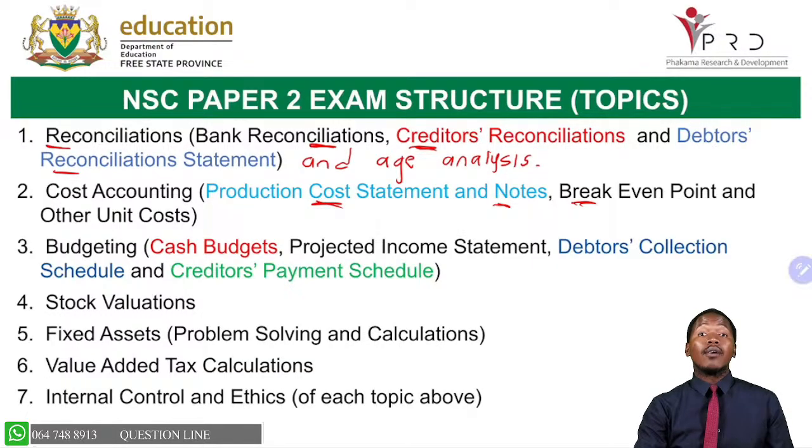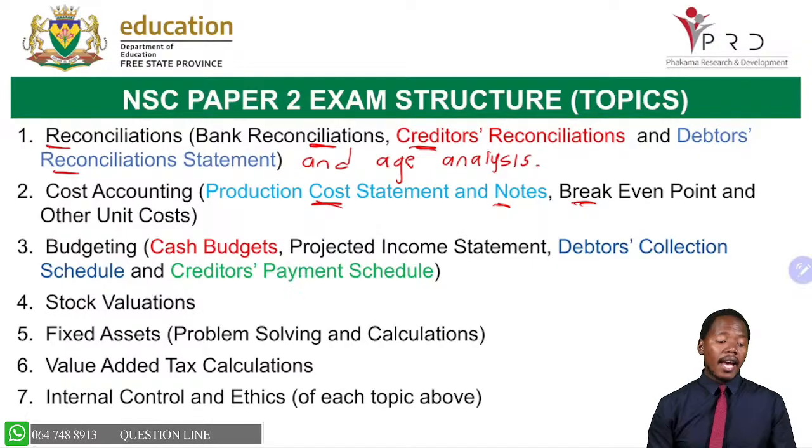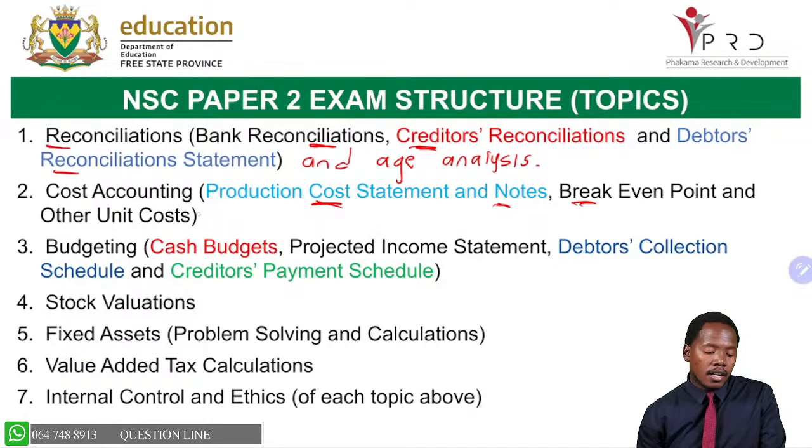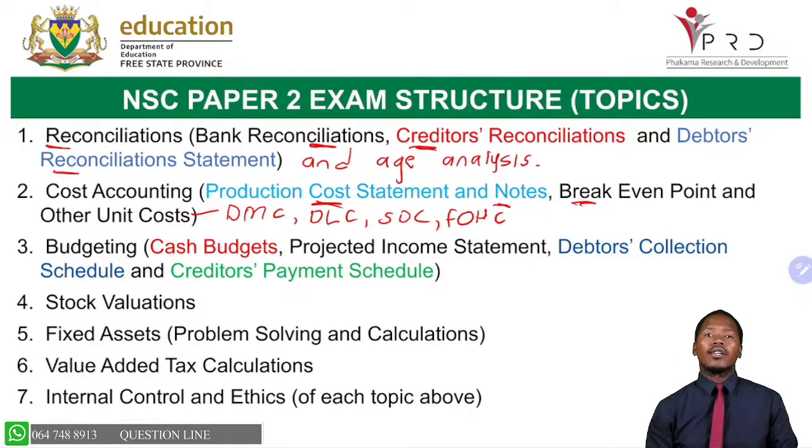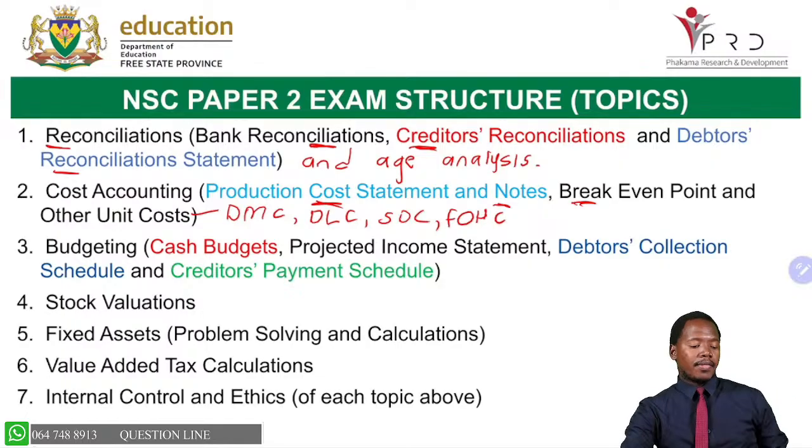We will also have to know how to calculate the break-even point and also comment on this break-even point as well as other unit cost calculation as well as the comments. What are the examples of these unit costs? We're talking about the direct material cost, the direct labor cost, the selling and distribution cost, the factory overhead costs, and so on. There are so many costs that we are going to be expected to calculate as well as comment on.